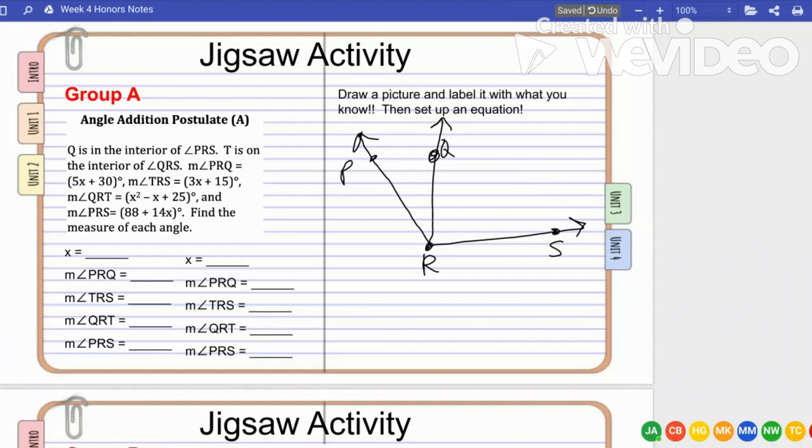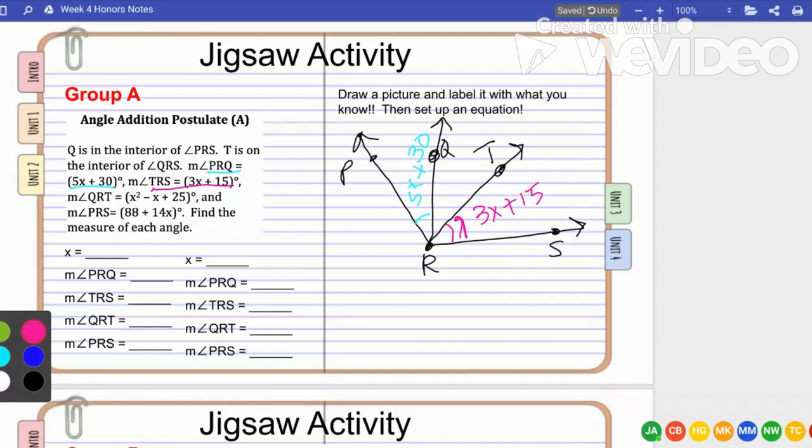Then it says T is on the interior of angle QRS. So we're going to have another ray that comes out, ray RT. It says angle PRQ is 5x plus 30. So angle PRQ is right here. We're going to write 5x plus 30 inside there. Angle TRS is 3x plus 15. So angle TRS is this angle right here. We're going to write 3x plus 15 inside of there.